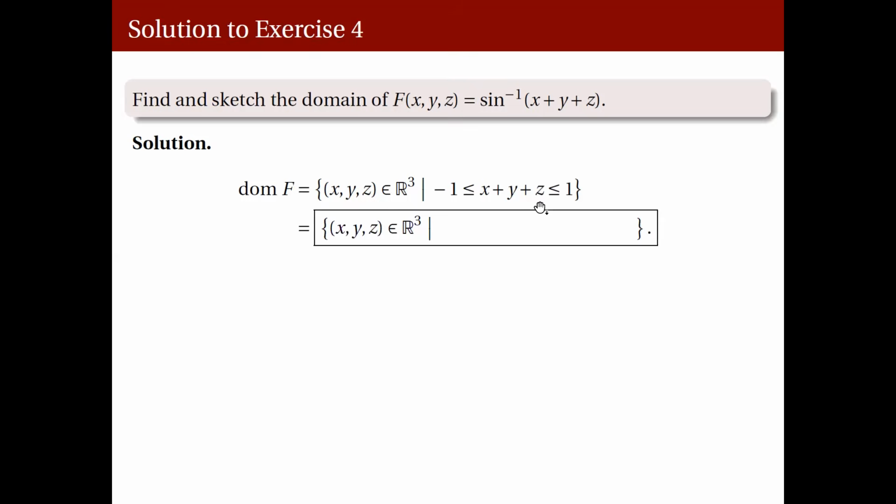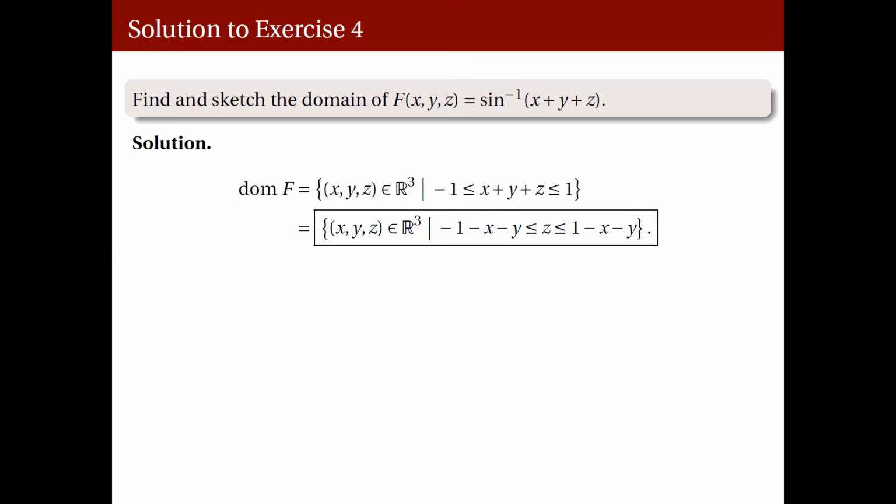In particular, we can take the difference of all sides when we subtract x plus y from each side. So if we take away x plus y here, z na lang yan. On the left, we get -1 minus x minus y. And on the right, we get 1 minus x minus y. And that is going to be the domain of capital F.